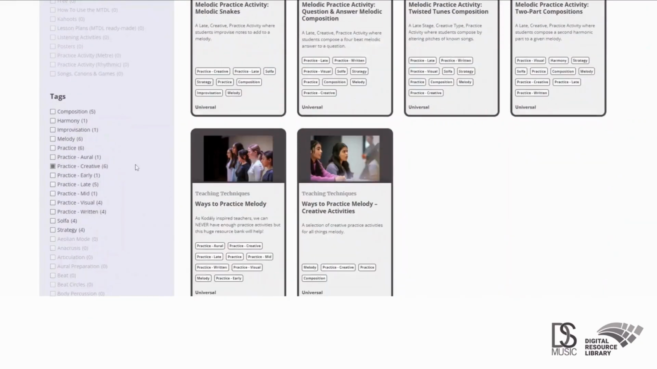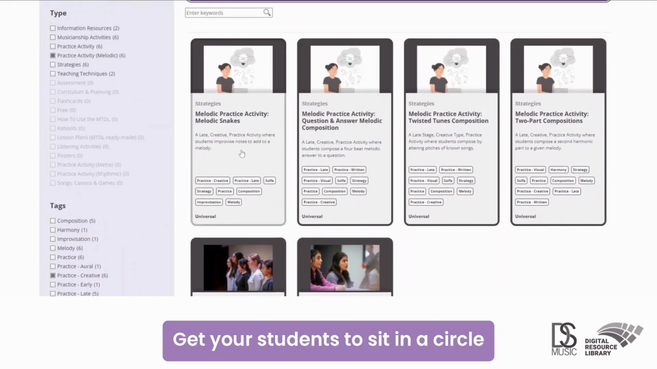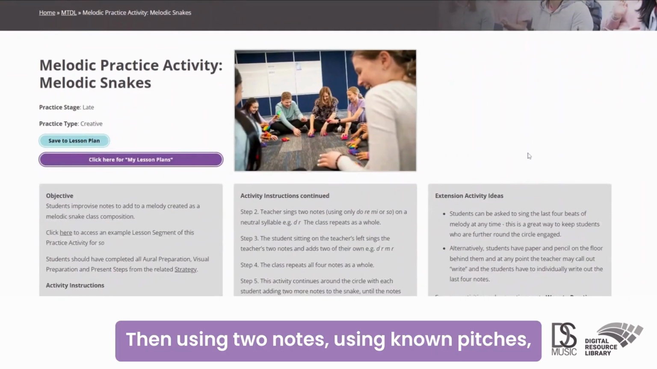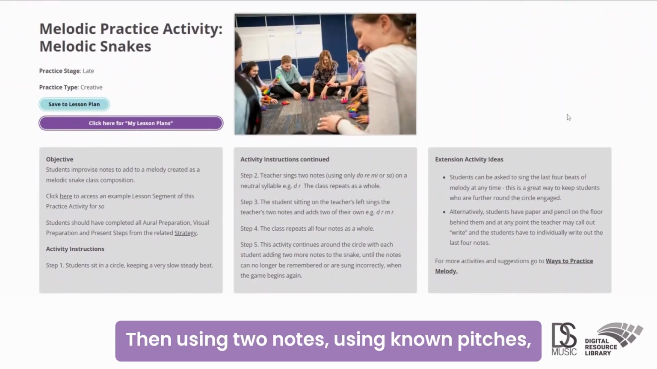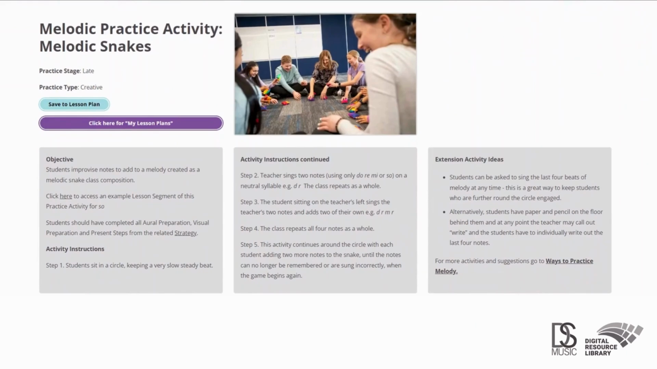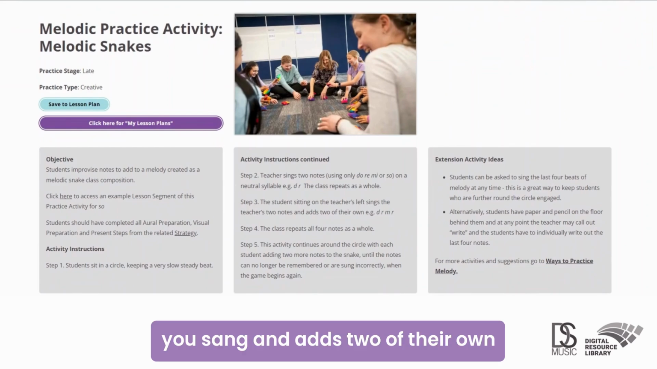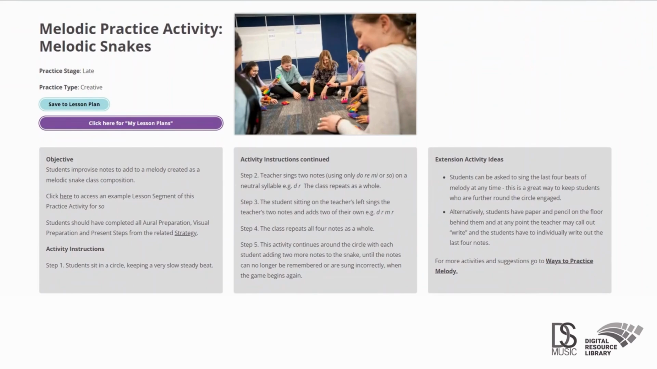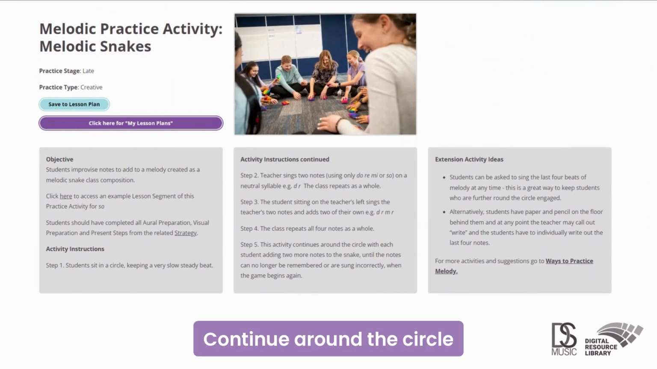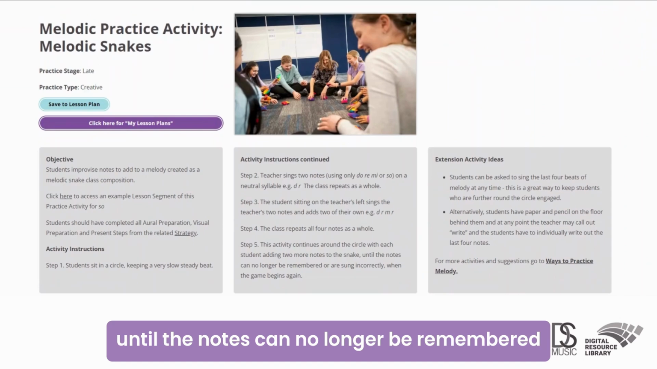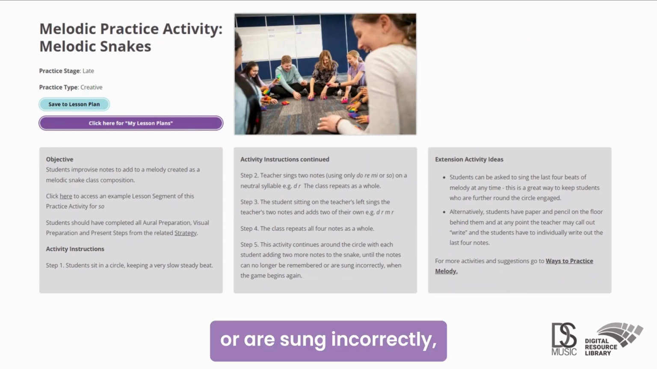Get your students to sit in a circle and keep a slow, steady beat. Then, you sing 2 notes using known pitches. The class then repeats them. The student on your left sings the 2 notes you sang and adds 2 of their own, with everyone repeating. Continue around the circle with each student adding 2 more notes to the snake until the notes can no longer be remembered or are sung incorrectly, when the game begins again.